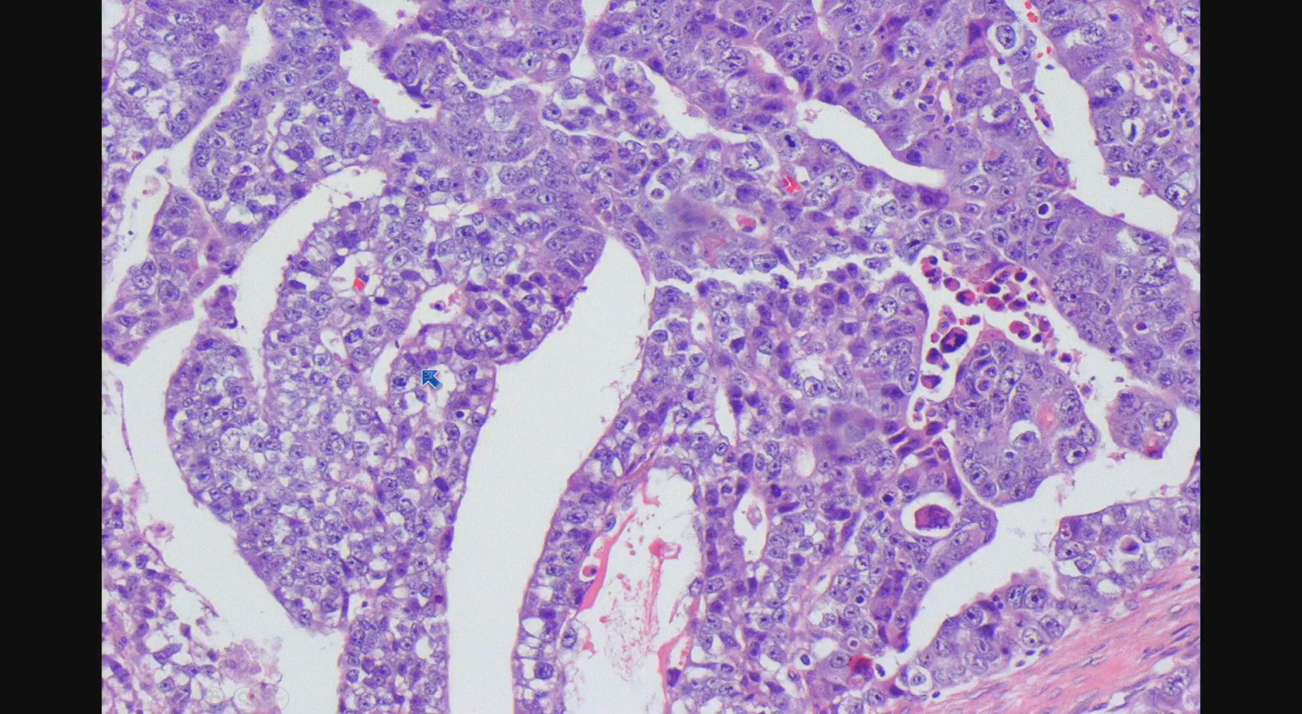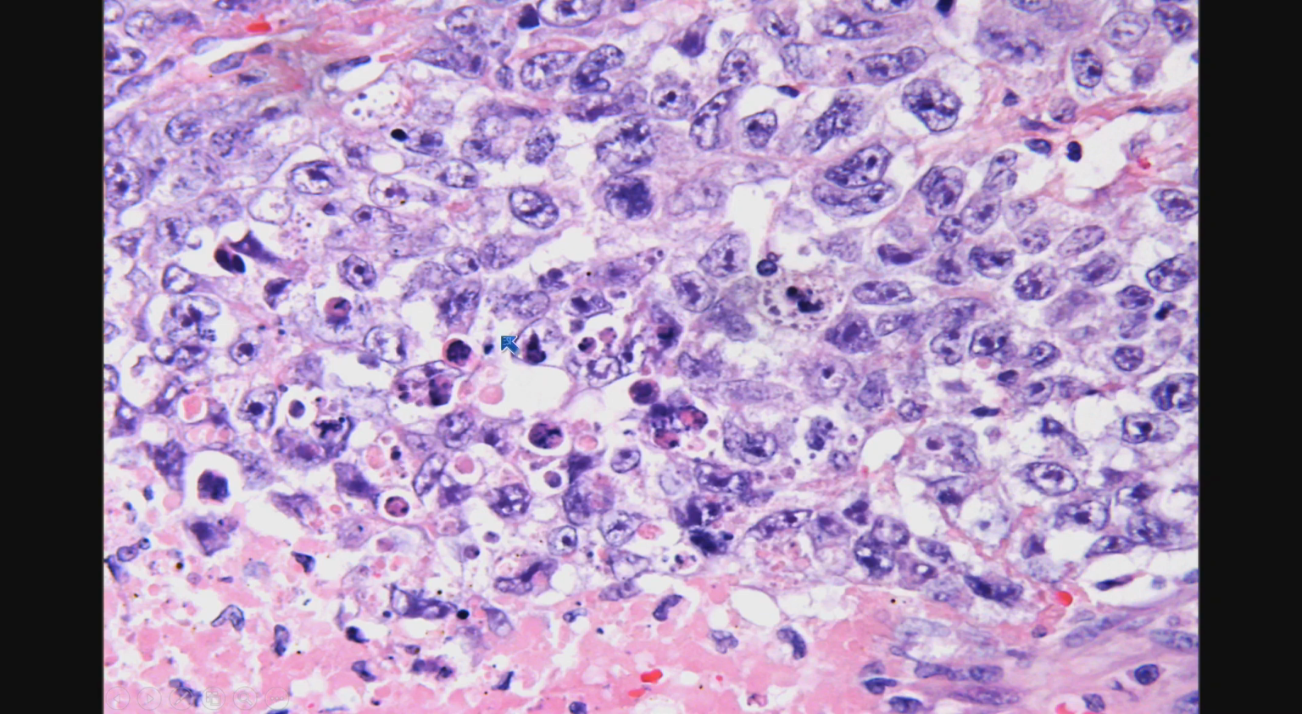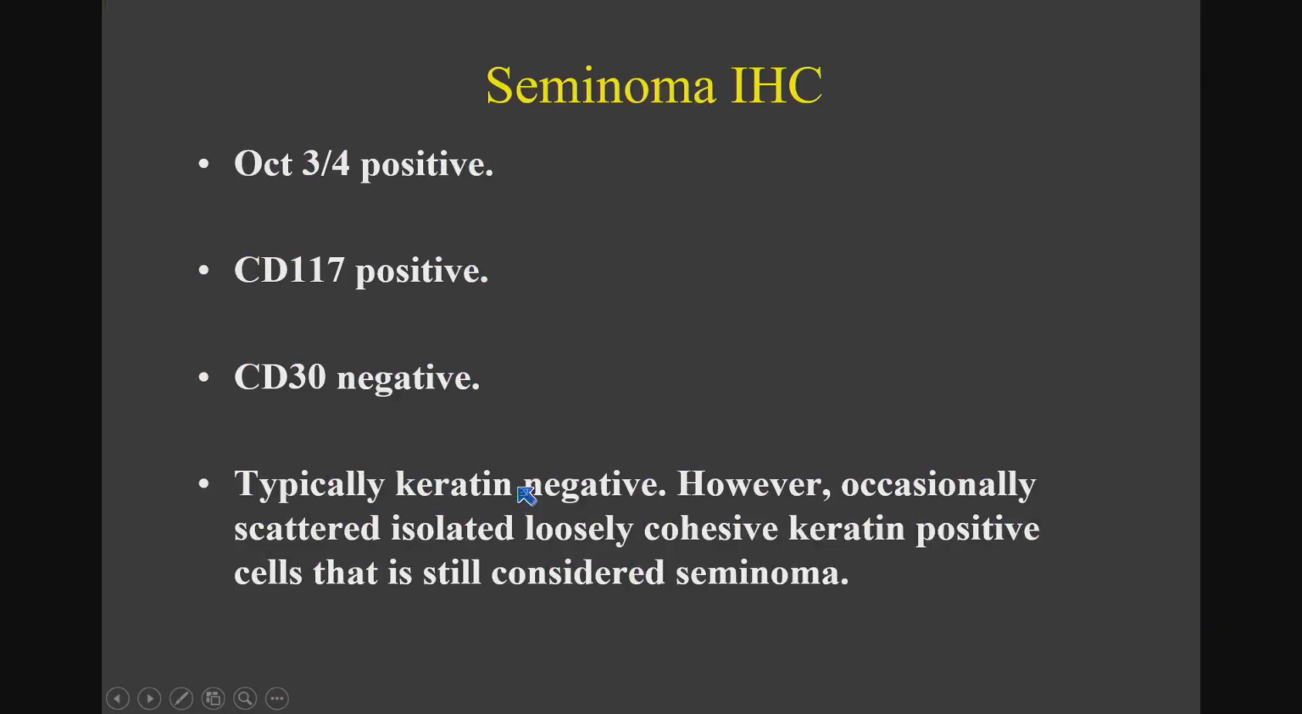In contrast, this is embryonal carcinoma, much more pleomorphic. You don't get true glands, that would be a teratoma. You get these primitive tubular spaces, but it's a cohesive tumor. Much more pleomorphic than a seminoma, with much more irregular nuclei and multiple nuclei.